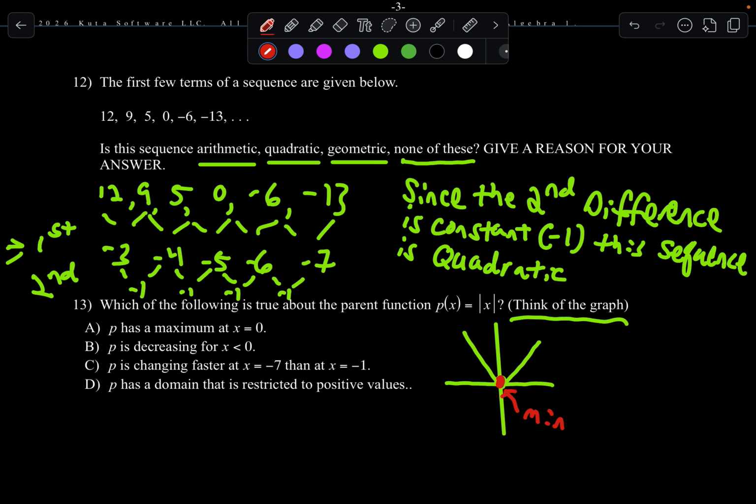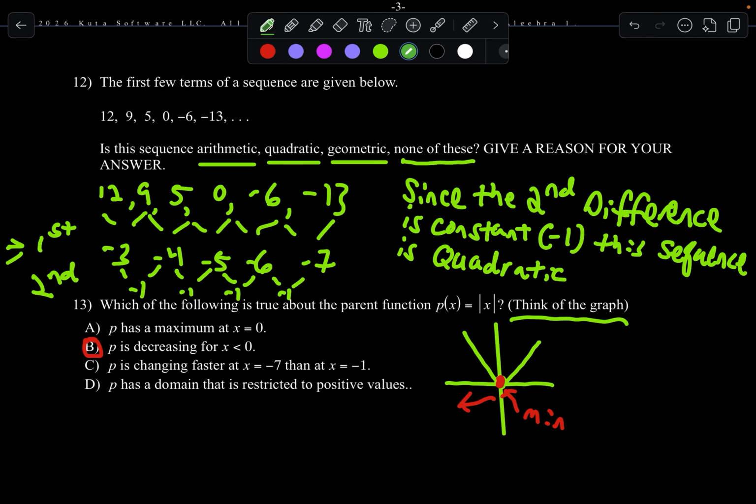P is decreasing for x less than 0, which is on this side. So look at the graph. You see the graph is going down on this side. It's always from left to right. So as we move in this direction, this graph is headed downwards. And that means it's decreasing. So the correct choice is B. It's decreasing. But let's check everything else out.